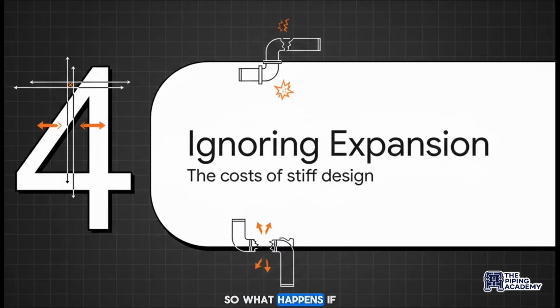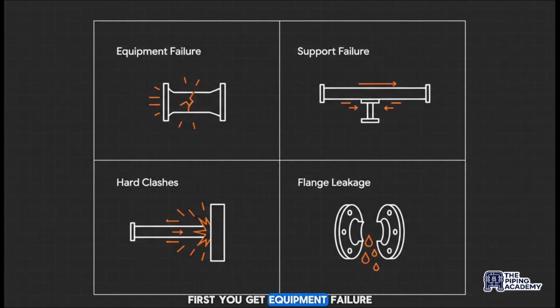So what happens if a designer ignores all this and just routes a stiff system anyway? Well, the consequences are severe, and they usually show up immediately, right during the plant's initial startup. First, you get equipment failure. The stress engineer will flat out reject your design because the nozzle load is, say, 5 times higher than what's allowed. Second, support failure. The pipe moves and literally slides right off its support shoe.